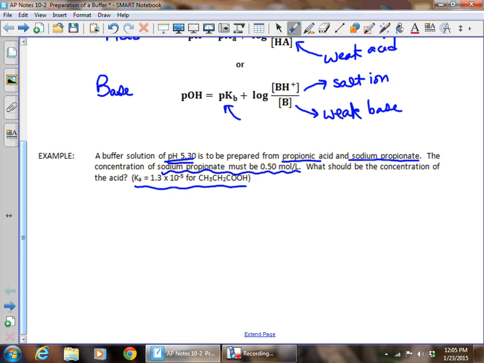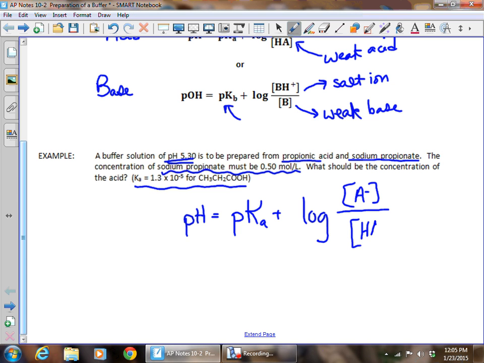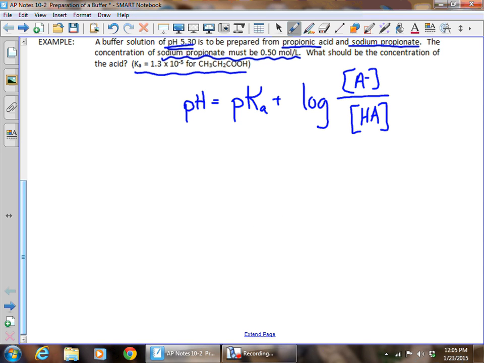Once we know we're making a buffer solution, we're going to use Henderson-Hasselbalch, and it's an acid, so we're going to use pH equal to pKa plus the log of the salt ion over the concentration of the weak acid. It told us that the pH was going to be 5.30. That's what we want it to be. For pKa, we're taking the negative log of the equilibrium constant, which it nicely gave us as 1.3 times 10 to the minus fifth.